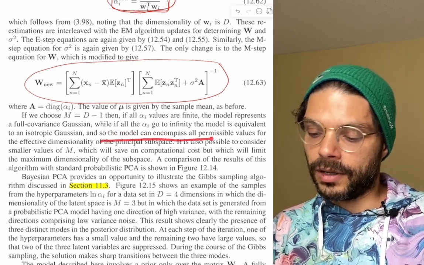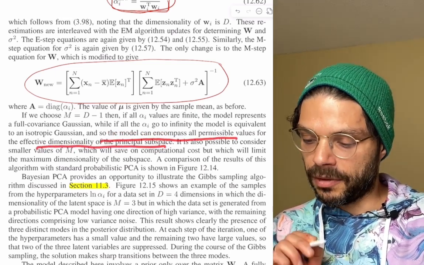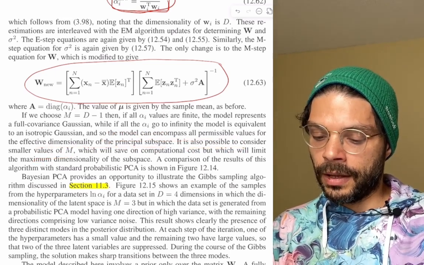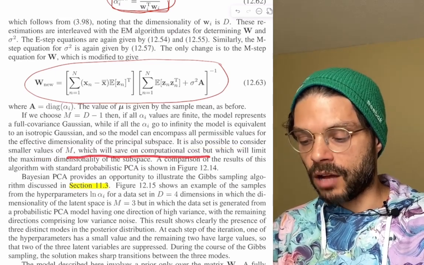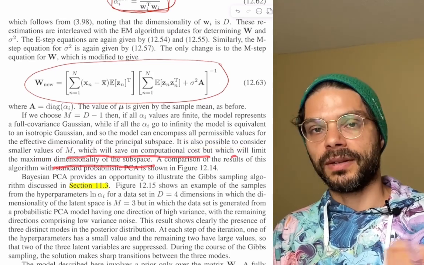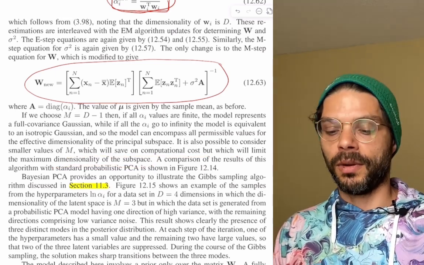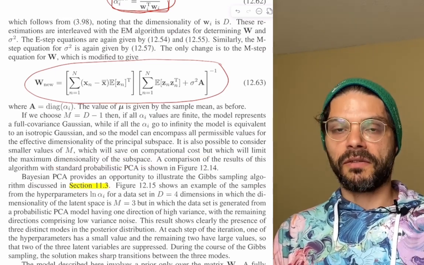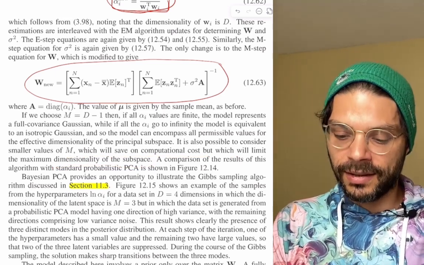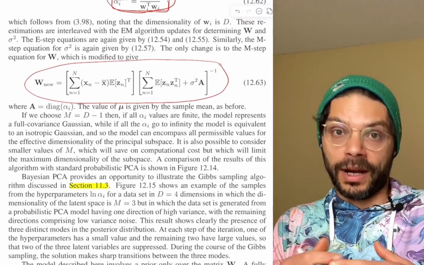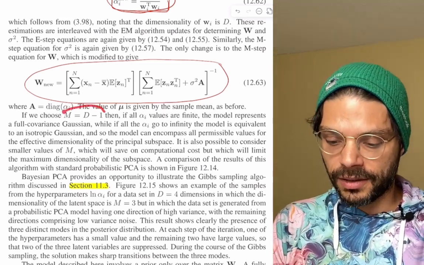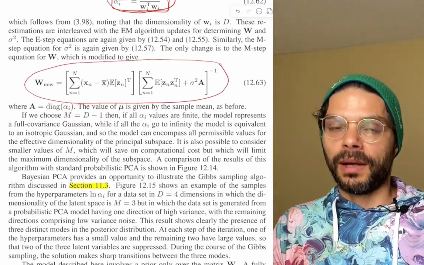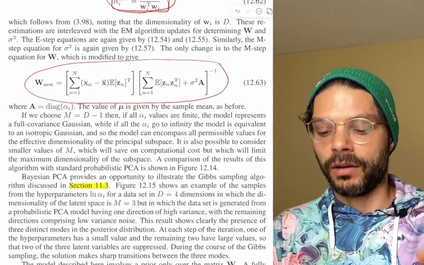And so my model can encompass all permissible values for the effective dimensionality of the principal subspace. It is also possible to consider smaller values of m, which will save on computational cost, but which will limit the maximum dimensionality of the subspace. So for example, he's saying that this whole thing will hopefully give you the right answer if you set W to allow for as many dimensions as you could possibly need, and then have it figure out which ones it should actually use. Sometimes that's not very practical, so you want to use a smaller value of m.